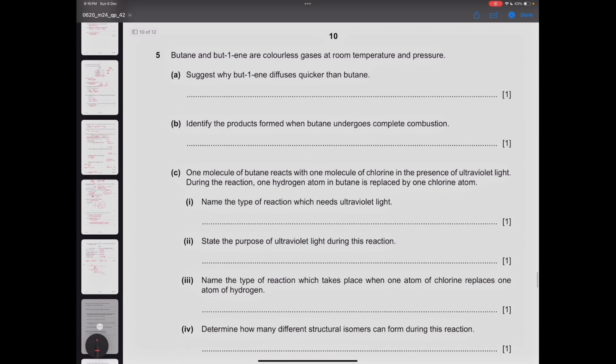Butane and butene are colorless gases at room temperature. Suggest why butene diffuses quicker than butane. It's because butene has low molecular mass. Now you might be thinking how? This is also 4 carbon, this is also 4 carbon, right? But this is double bonded. This is an alkene, this is an alkane. Alkanes with the same carbon are heavier, right? This is C4H10. This is C4H8. Which one is heavier? Butane is heavier. So you just need to mention butene has low molecular mass.